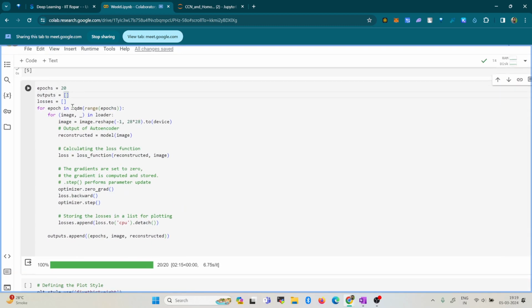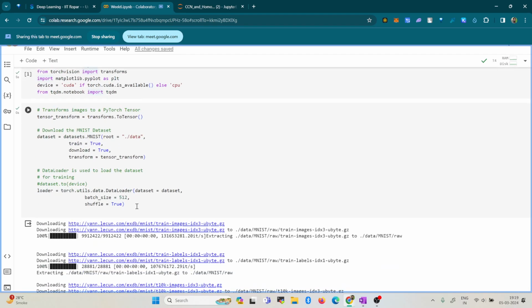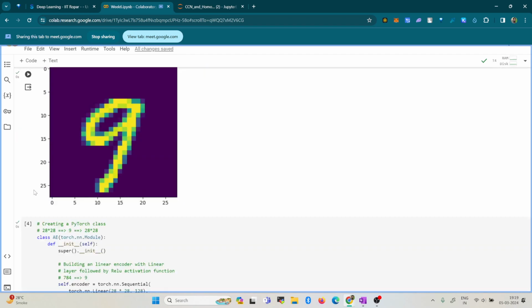So this TQDM that I didn't mention in the beginning, what does it do? It will generate this kind of green box that will tell you how many epochs you have run. If you include it in a for loop, it just gives you a bar that would progress slowly. That you will see when we run this block of code. It would run slowly and tell you how much progress has been done. So we created a loader over here of batch size 512.